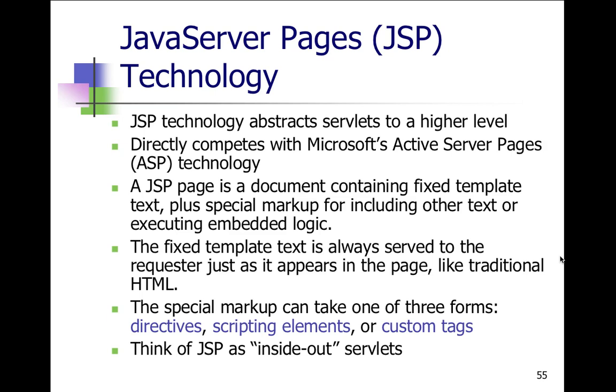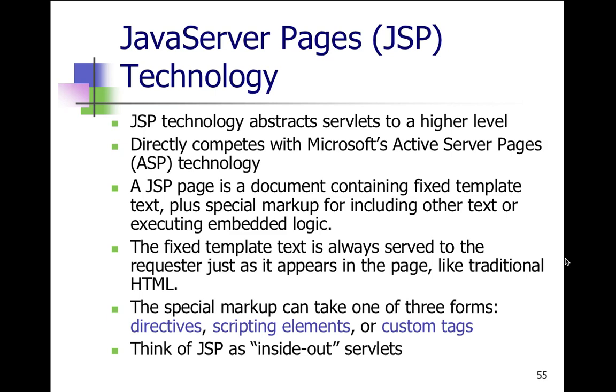A JSP page is a document containing fixed template text plus special markup for including other text and executing embedded logic. So we've got text plus script, commands and things of that nature embedded in there. Fixed template text is always served to the requester just as it appears on the page, like traditional HTML, that would be fixed markings, XML or HTML. Compatible with both, actually. Special markup comes in tags. The markups can take one of three forms: directives, scripting elements, or custom tags.